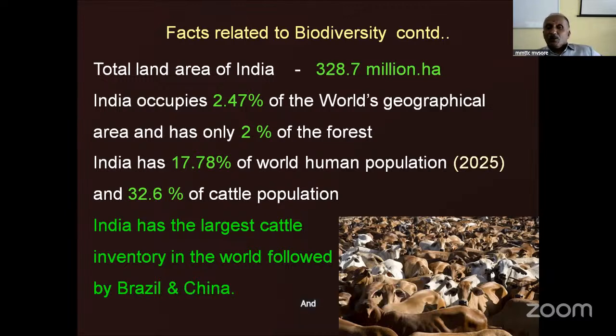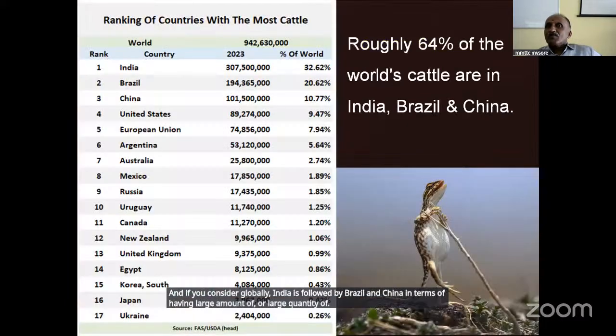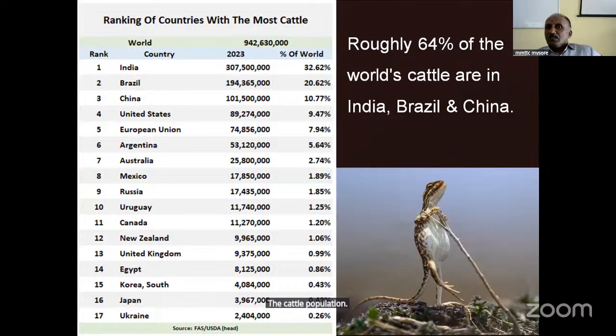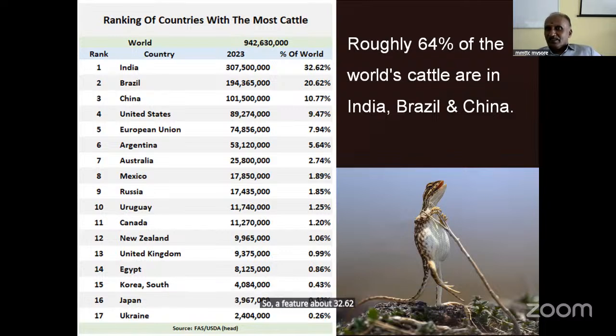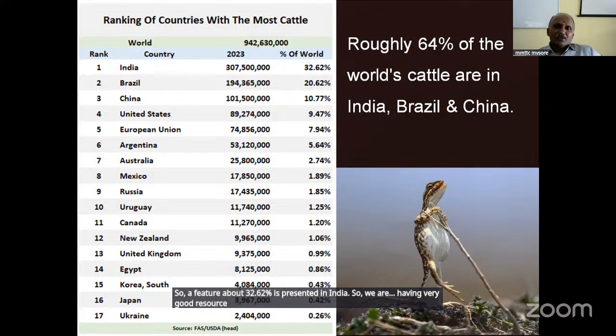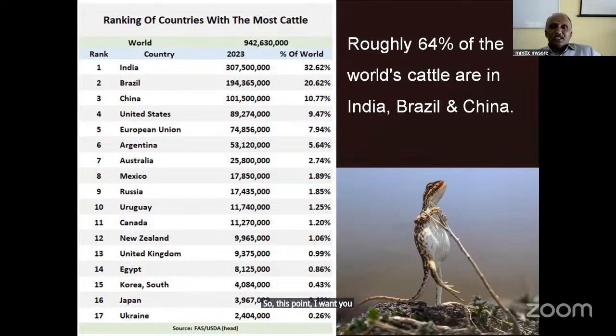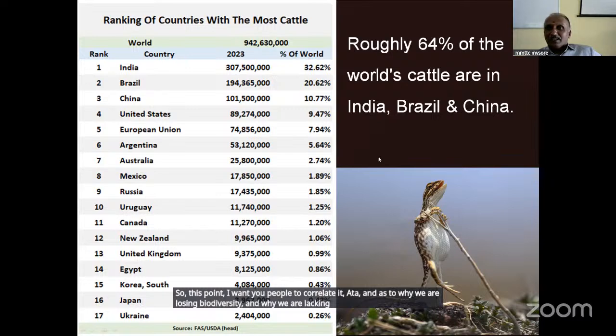And if you consider globally, India is followed by Brazil and China in terms of having large quantity of the cattle population. So as on today, roughly 64% of the world's cattle are in India, Brazil and China, of which about 32.62% is present in India. So we are having very good resource of the cattle and also the human population. So this point, I want you people to correlate it at the end as to why we are losing biodiversity and why we are lacking economically still.